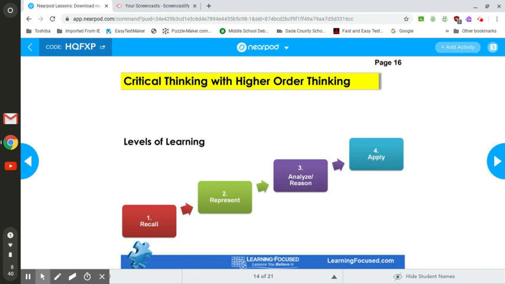The second one is critical thinking with higher order thinking. Another criteria of rigor is critical thinking with higher order thinking. When students have an opportunity to think critically, to compare and contrast, identify patterns, analyze, evaluate, construct arguments about the content they are learning, it gives them a purpose for thinking about what they are learning and deepens their understanding. Because of this, current standards emphasize higher order thinking.